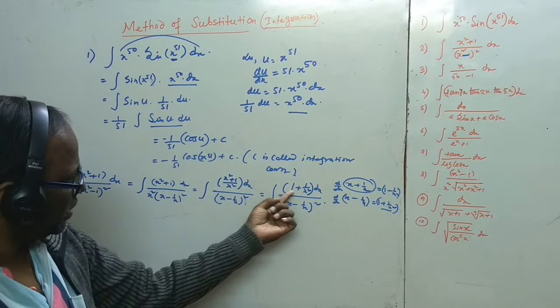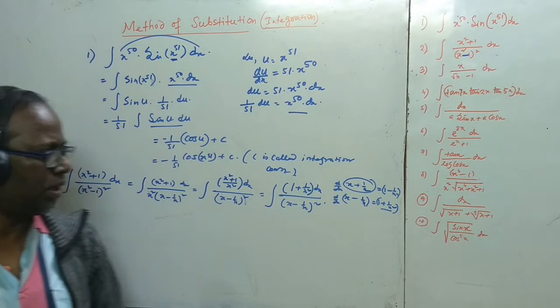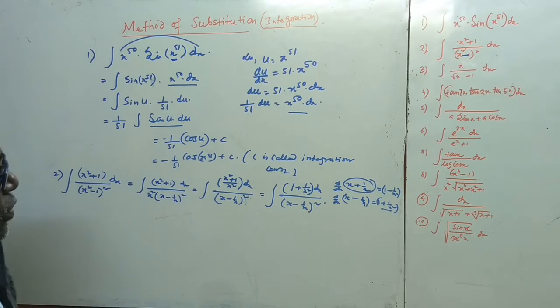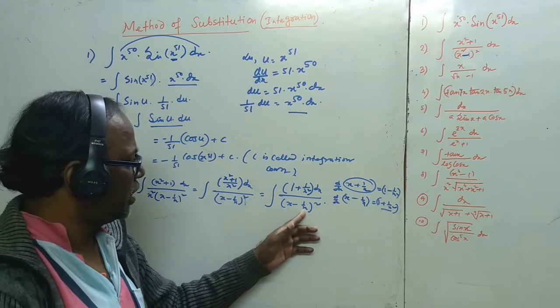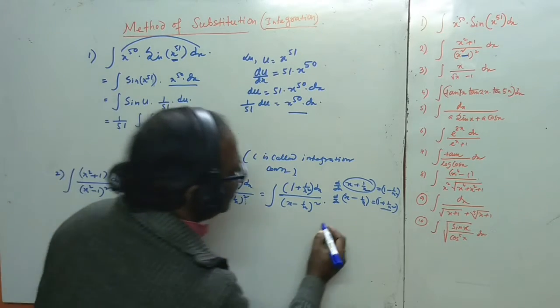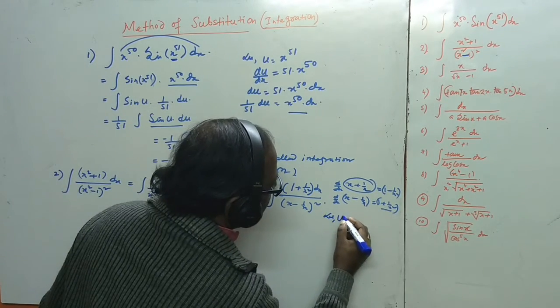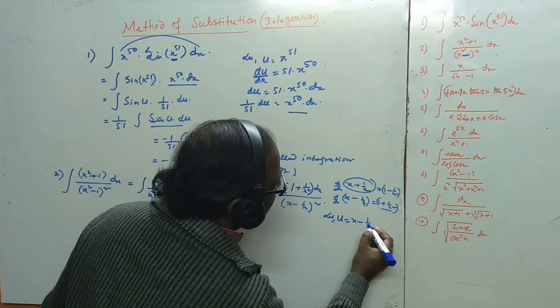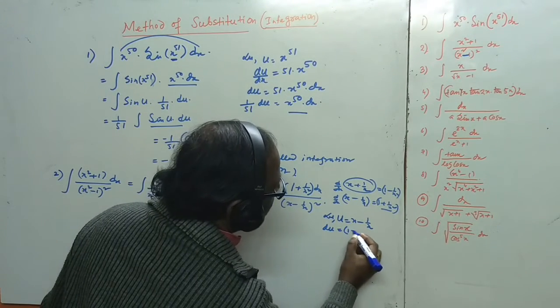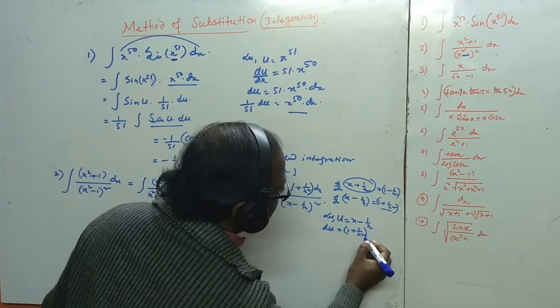So if the result here is 1 plus 1 by x square dx, what variable will we assume here? This is the formation. If we differentiate this, then we get this, okay? So that's why let u is equal to x minus 1 by x. Now du is equal to 1 plus 1 by x square dx.